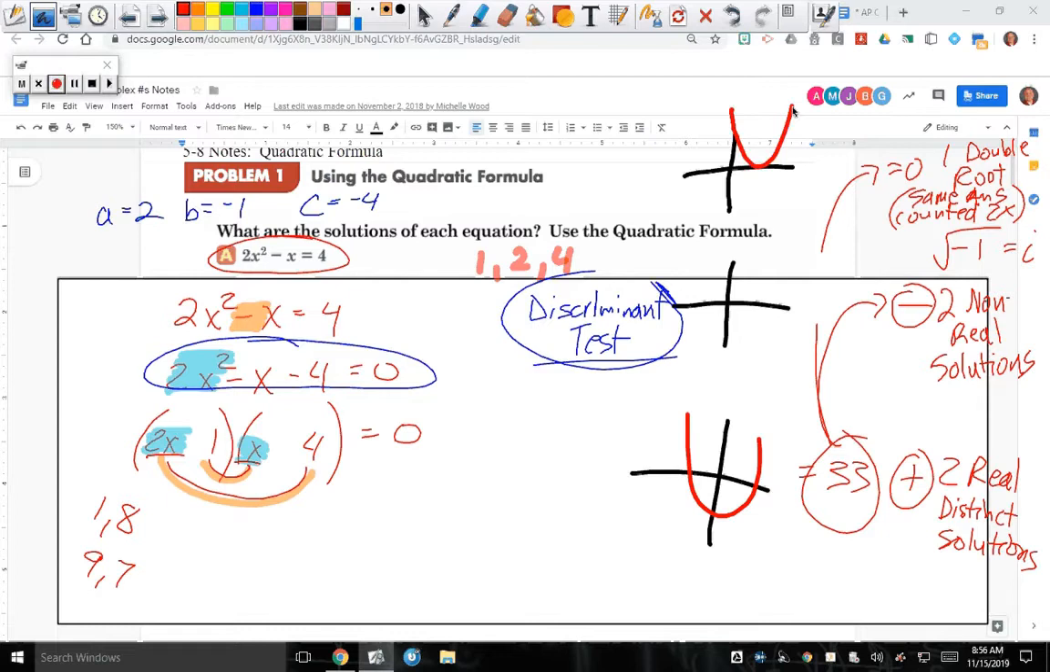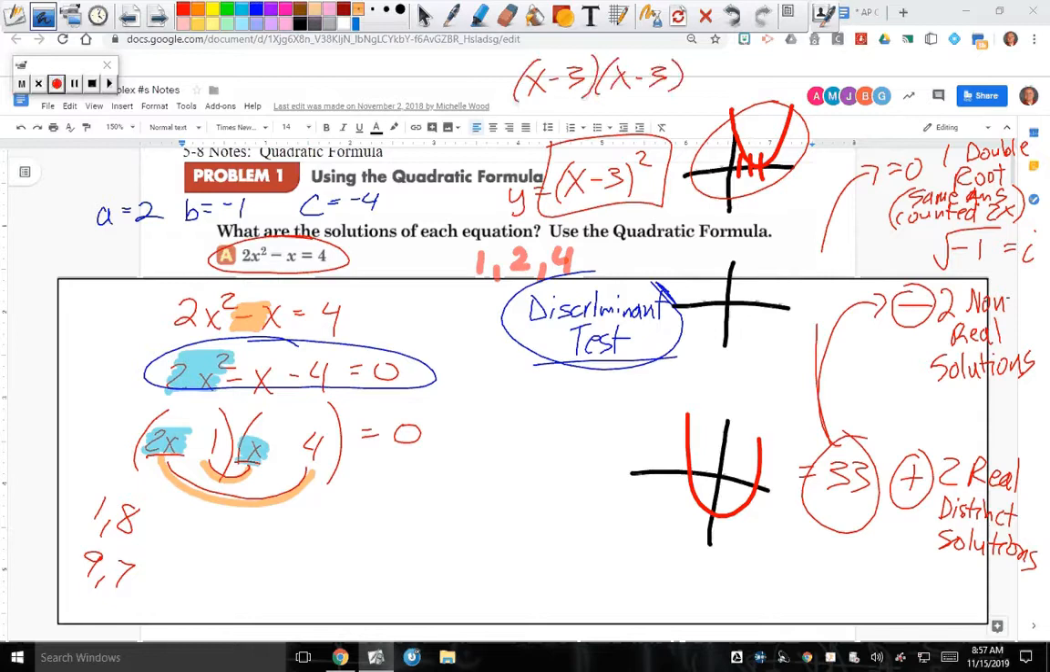A double root will just have one x-intercept that's counted twice. Because look at that equation right there. It could be something that looks like this: x minus 3 squared. That could be the equation of that. And we've learned recently that this is the same as counting it with the multiplicity of 2, where the answer here would be 3, this would be 3. One double root, same answer counted twice. Okay?